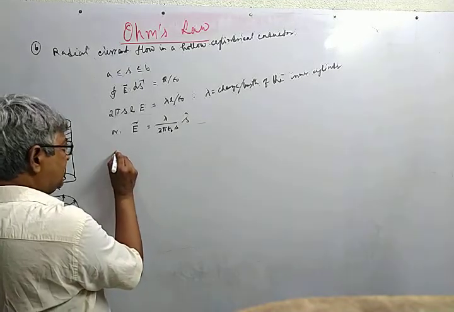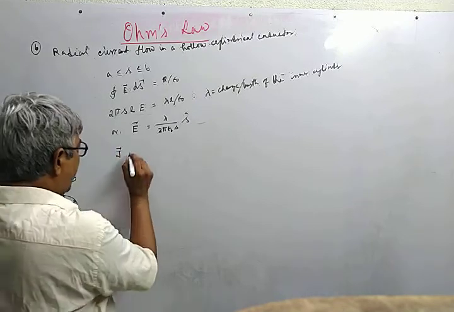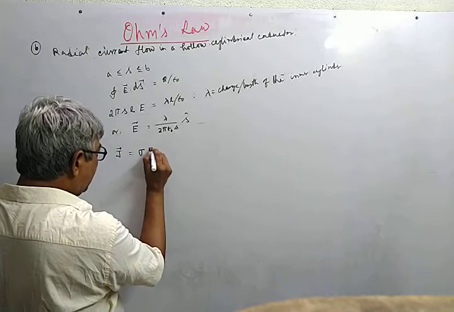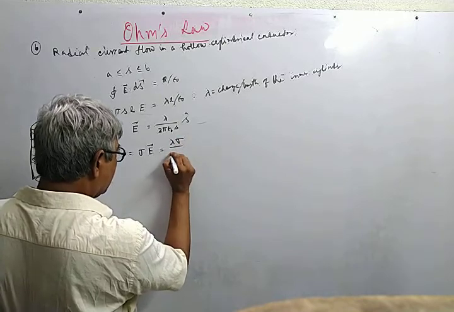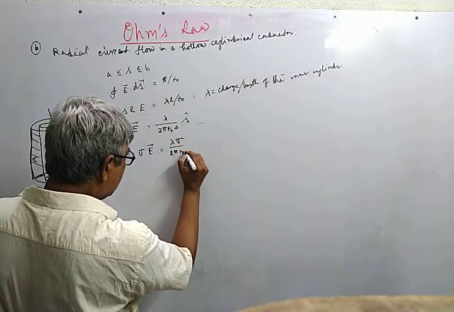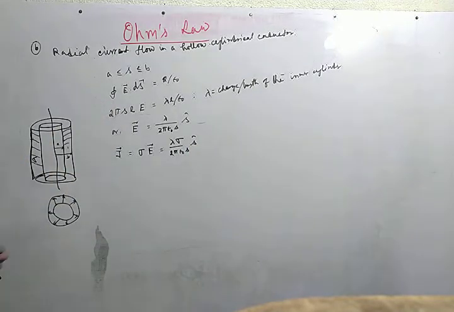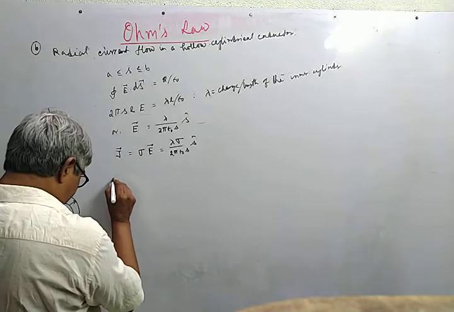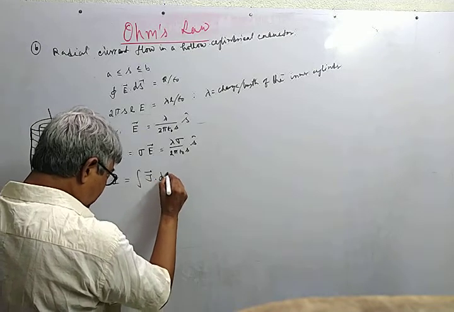the current density J is governed by sigma E. So J is this, the current density. So the total current is flowing across this. If we consider the total current flowing, it is J dot ds.